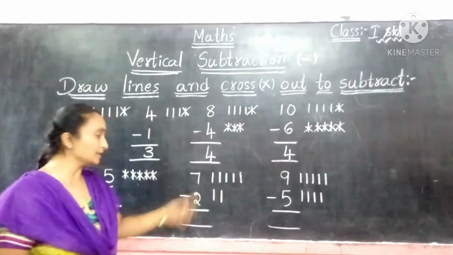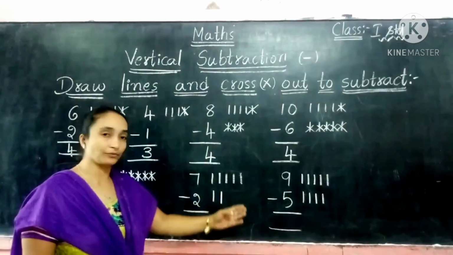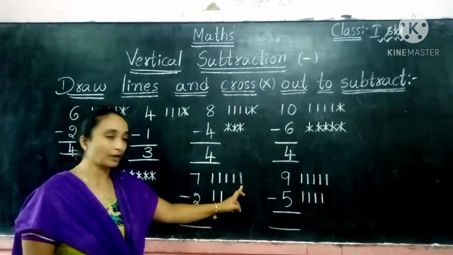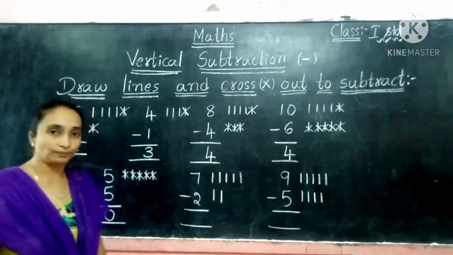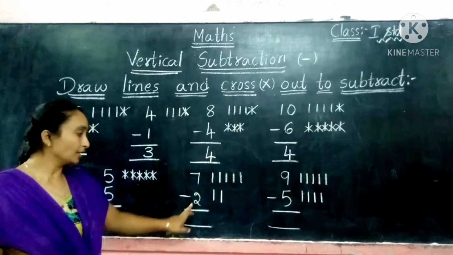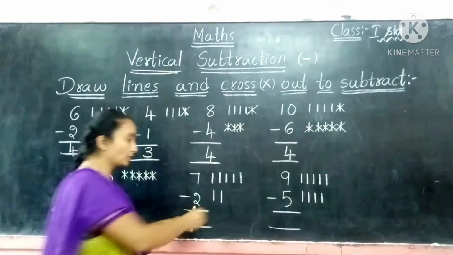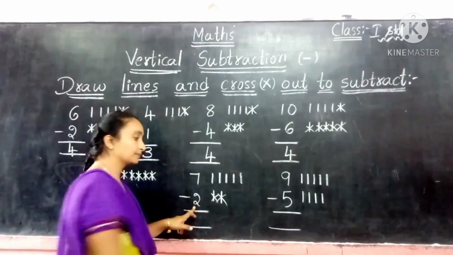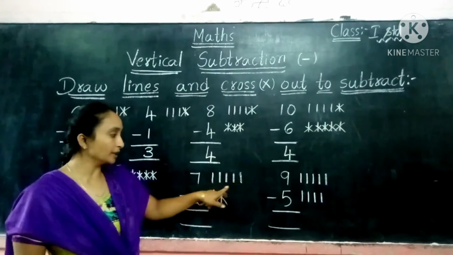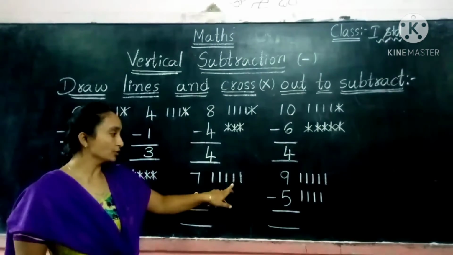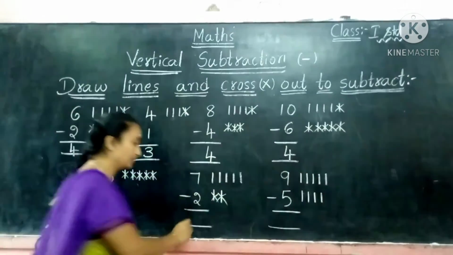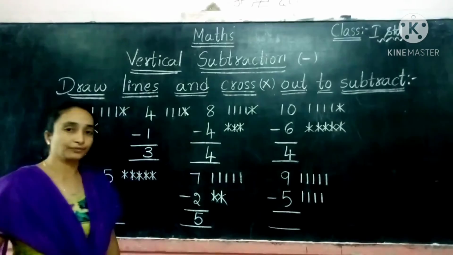So here we have done 7 minus 2. So 7 lines. 1, 2, 3, 4, 5, and 6 and 7. Total 7. Now 2. 2 means 2 lines we have to cross out. So the last 2 lines I am crossing out. Okay, children. So the remaining, how many are there? 1, 2, 3, 4, 5. So here we can write the answer 5.